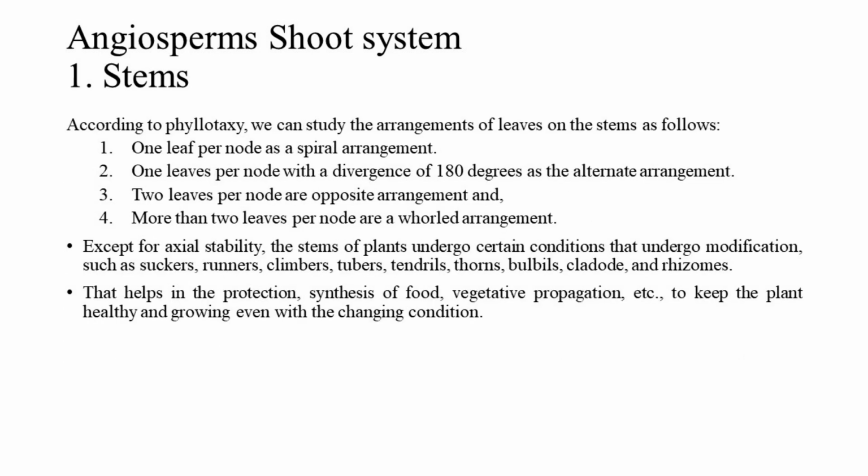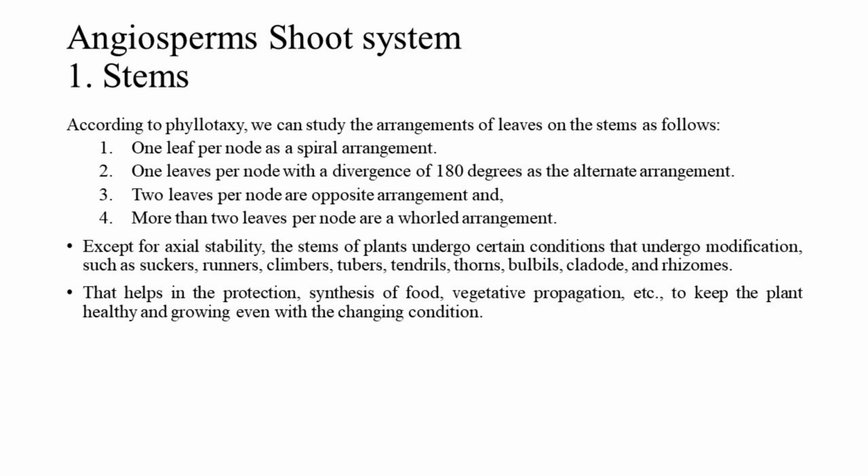According to phyllotaxy, we can study the arrangements of leaves on the stems as follows. One leaf per node is a spiral arrangement. One leaf per node with a divergence of 180 degrees is the alternate arrangement. Two leaves per node are an opposite arrangement, and more than 2 leaves per node are a whorled arrangement.